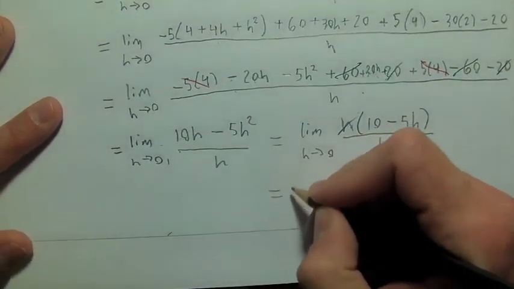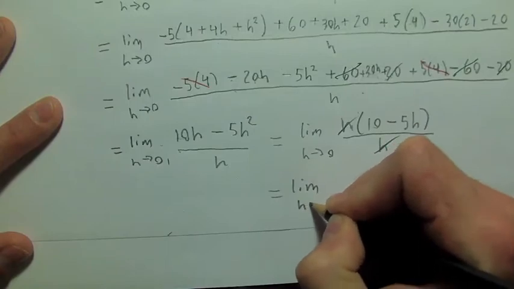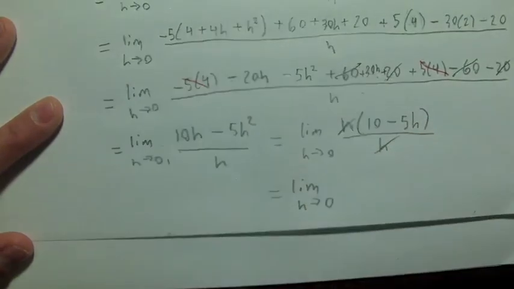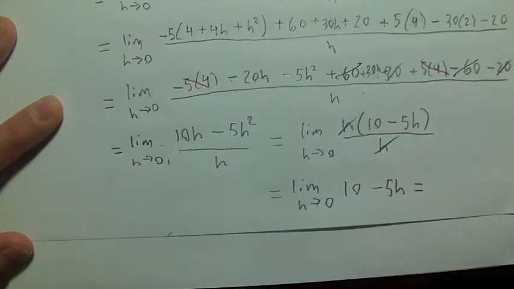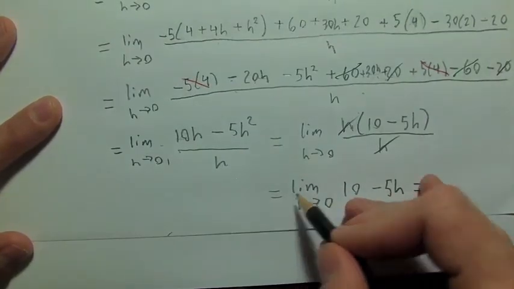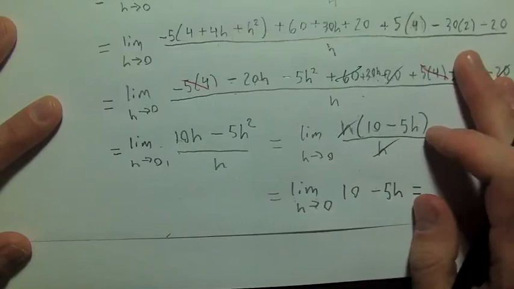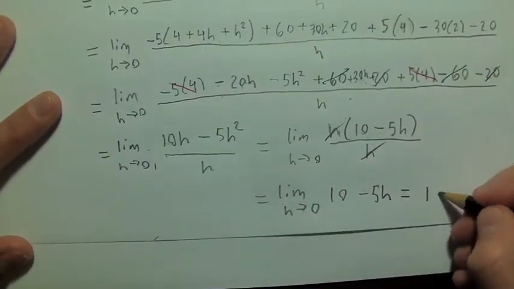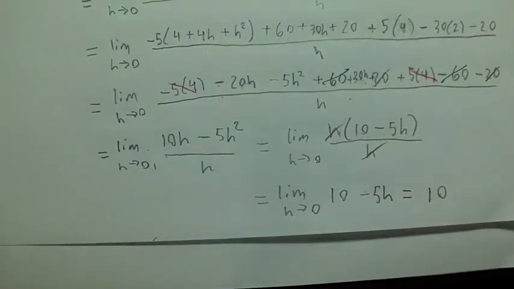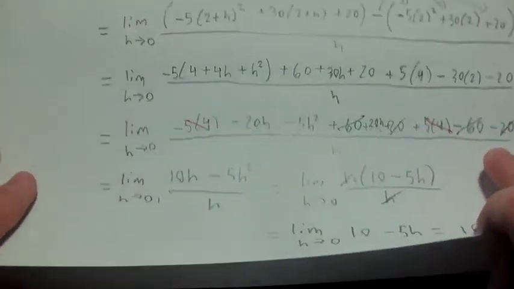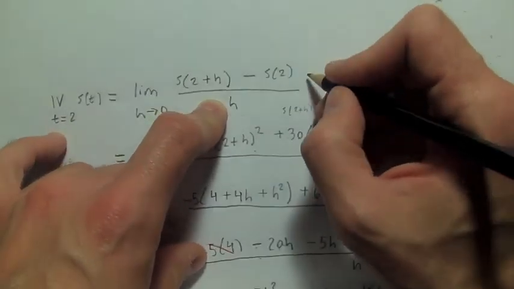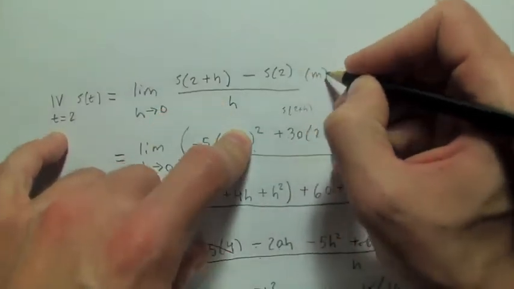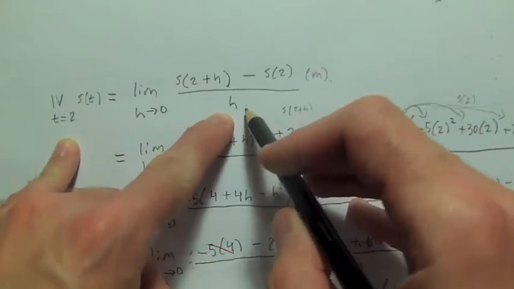Right, so we get the limit as h goes to 0 of 10 minus 5h. And as h goes to 0, 5h goes to 0, bam, cancels out and becomes 10. Okay? 10 what? Very easy to forget, but if we go all the way back, the units of S are still in meters.